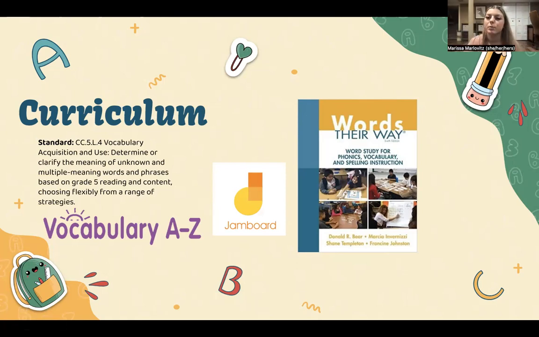We also use Jamboard. This is a Google program where students can write their words, type their words, and then find a picture to match it and put it on a big board. And then lastly, Words Their Way, which is a phonics book. We use that to get the words that we were using with them.